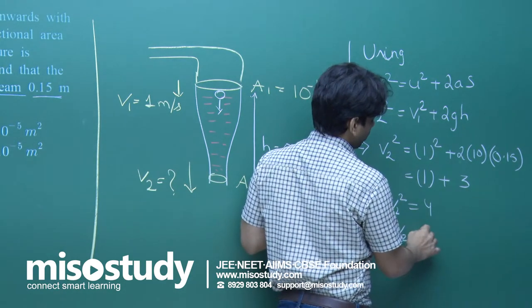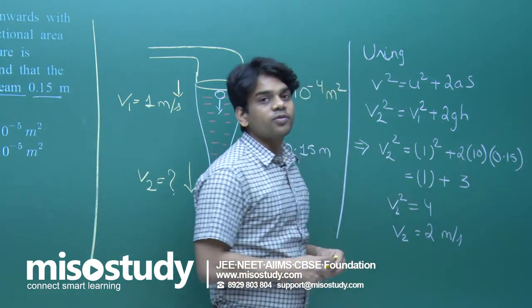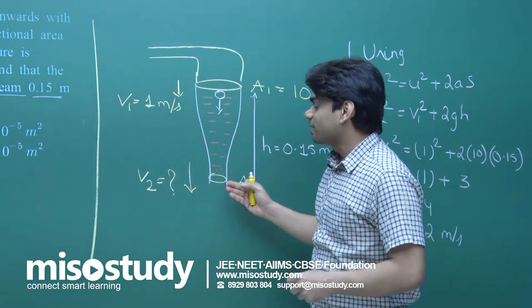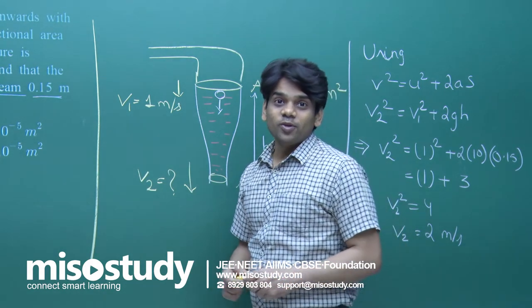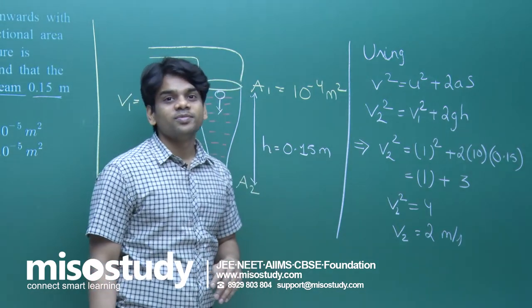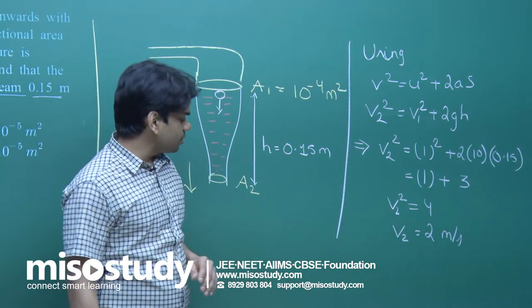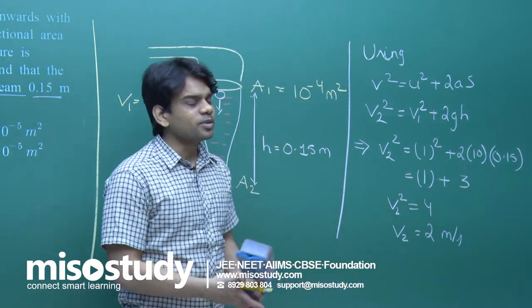So V2 will come out to be 2 meter per second. This is the value of the speed of the stream of water at its lowest point. After this, we need to evaluate the value of the area of cross section at this bottom end. Can we use equation of continuity? I hope that you would have taken note of this.